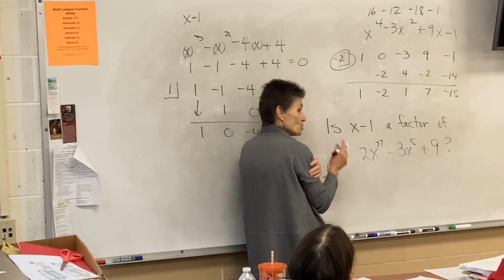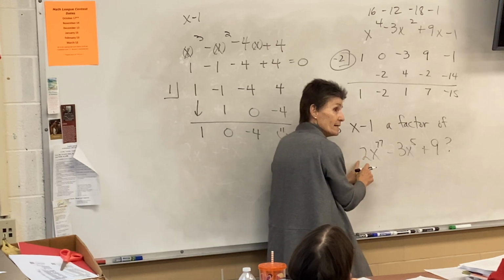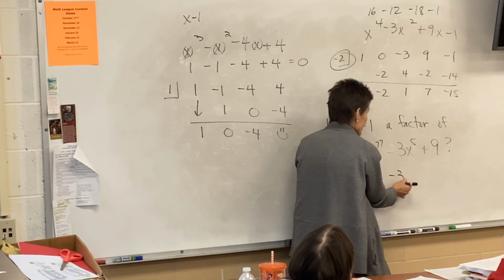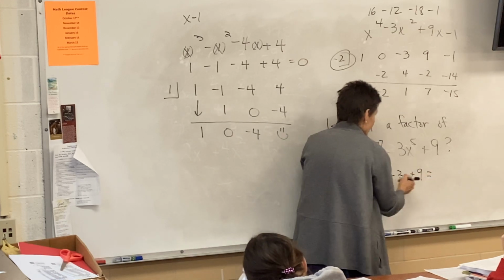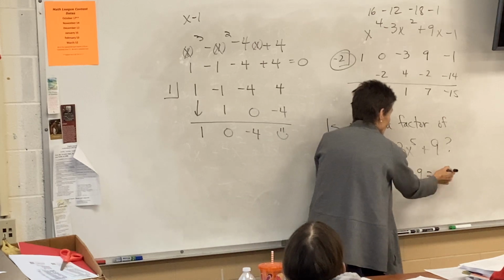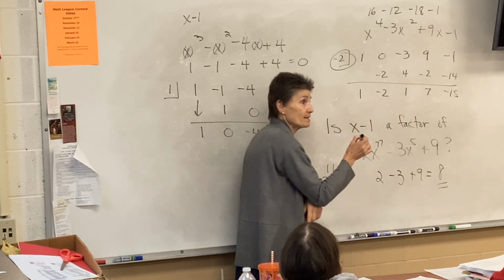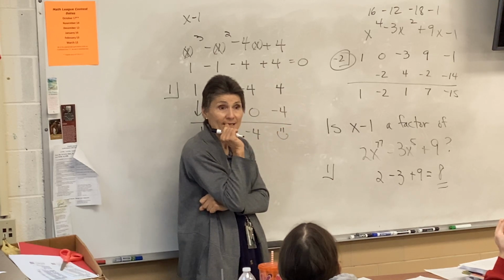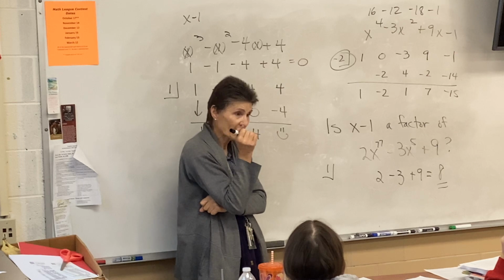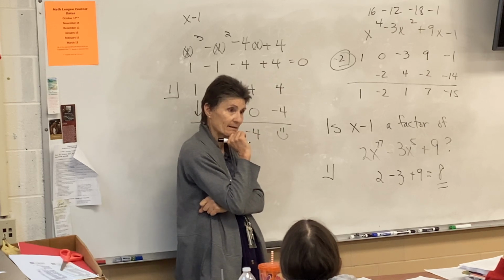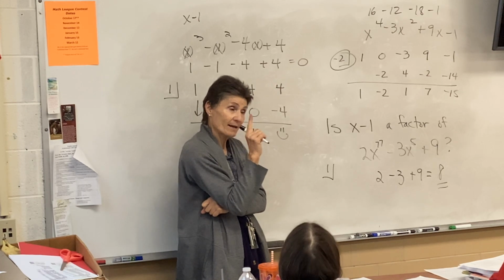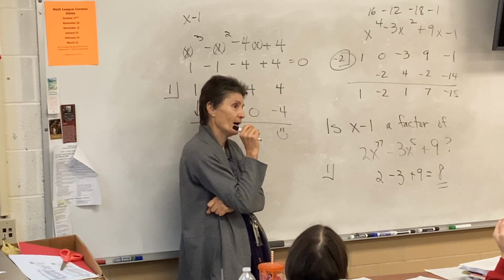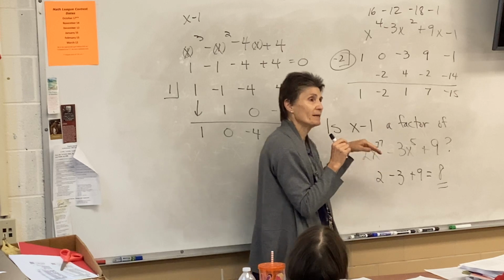1. A 1. So instead of dividing, I'm going to plug 1 in. So 2 times 1 minus 3 times 1 plus 9. This gives me my remainder, which is 8. So without dividing, I know my remainder is 8. Is it a factor? No, the remainder is 8. So again, you can always divide to find a remainder. It's just sometimes it's too big and awkward.